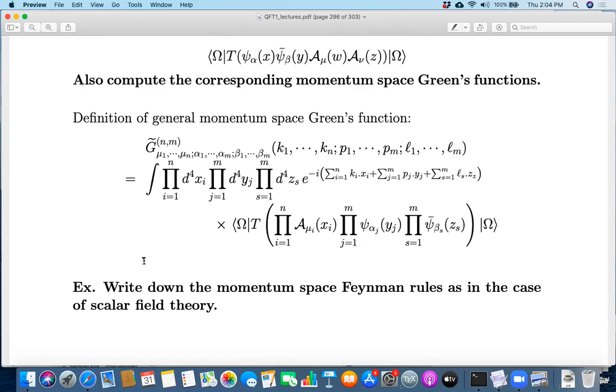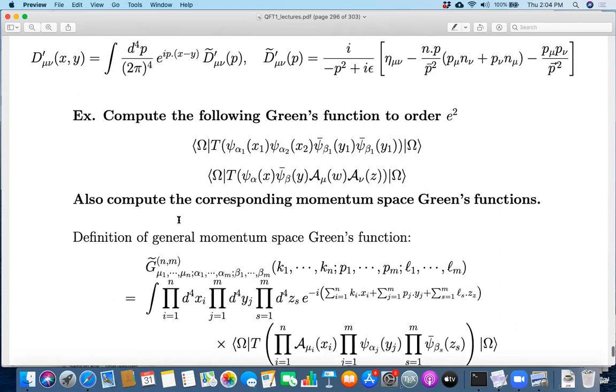So I'll leave this as an exercise for you to do. For this momentum space Green's function calculation, you can either first do the position space one and then Fourier transform, or you can directly use the momentum space Feynman rules to find the momentum space Green's functions.